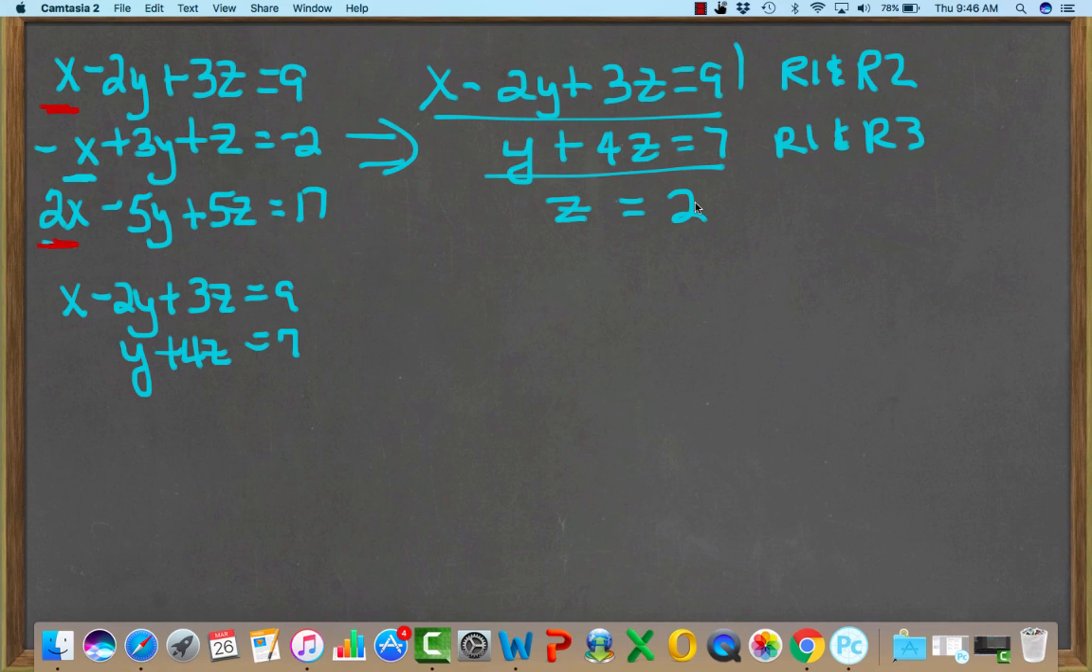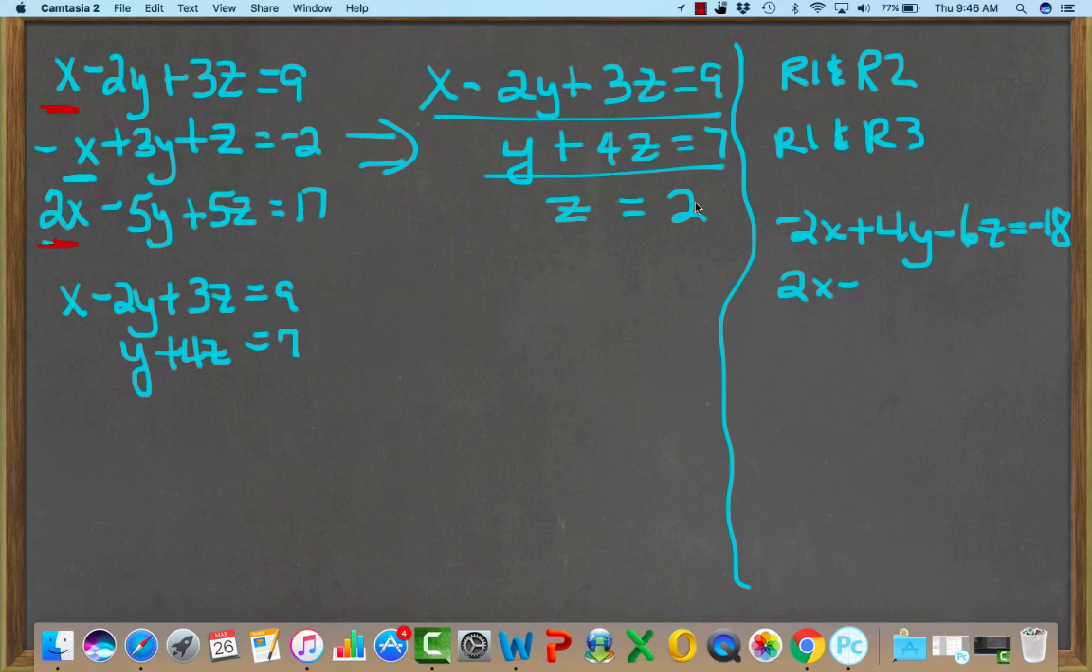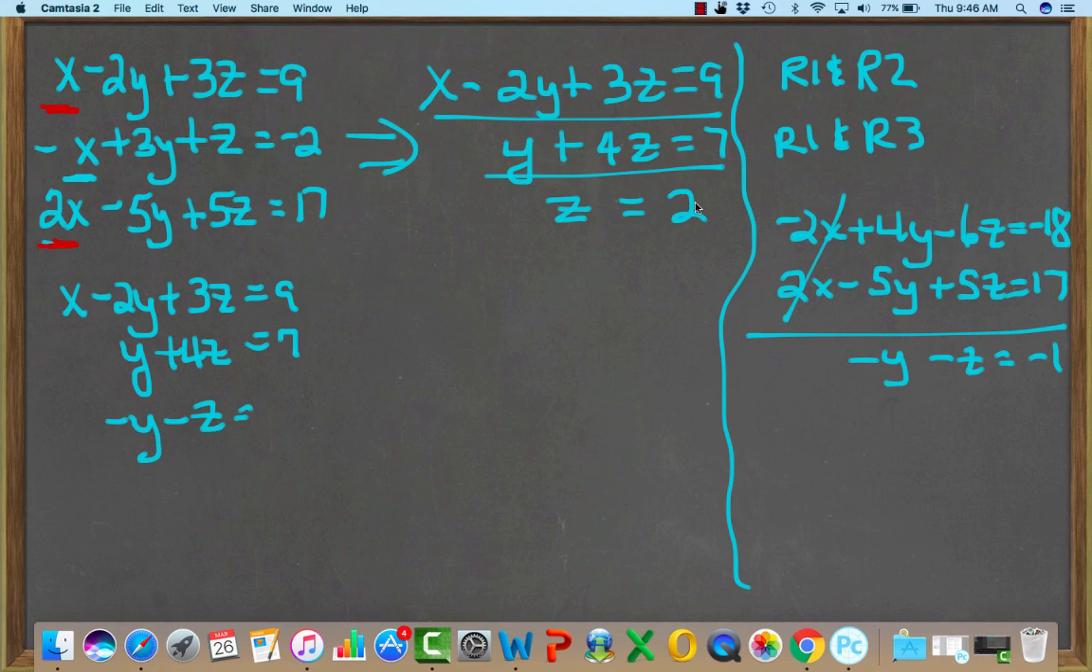So I would have negative 2x plus 4y minus 6z equals negative 18. And then I'll keep the third equation. So 2x minus 5y plus 5z is going to equal 17. And now I'll add those two together. Notice the x's will cancel. I'll get negative y minus z equals negative 1.